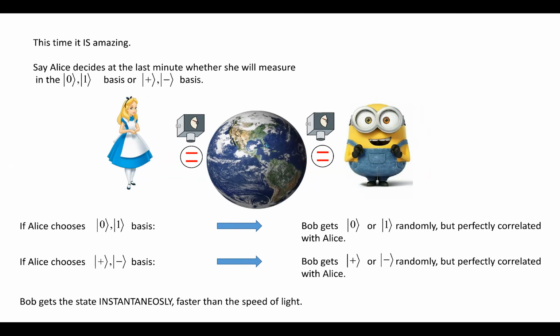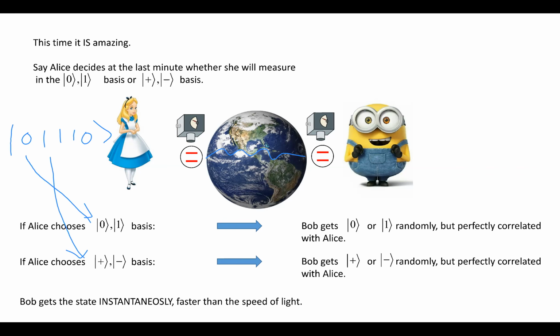So it looks like you could do something like this: first, prepare an entangled state, and then perhaps encode your information as the basis that you choose. If Alice wants to send a message, some bit string like 0, 1, then if it's a 0, she measures in this basis, and if it's a 1, she measures in the plus minus basis.